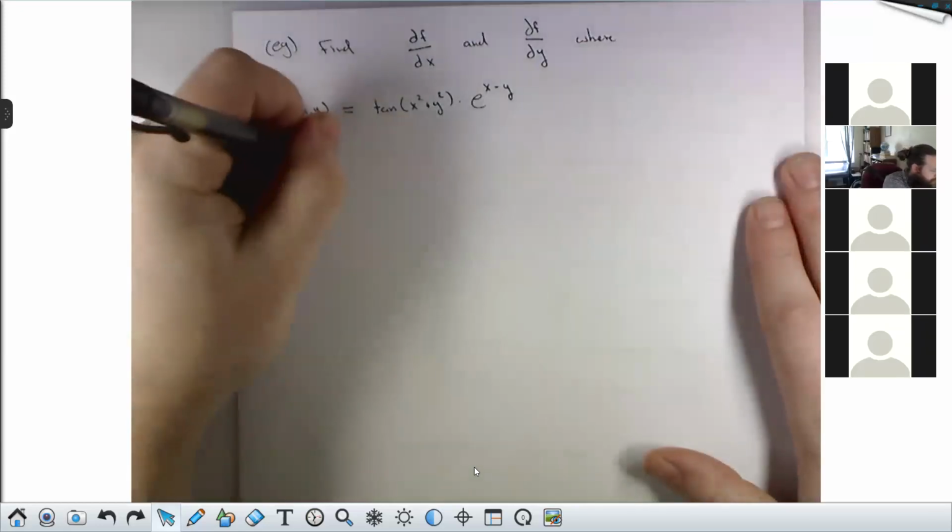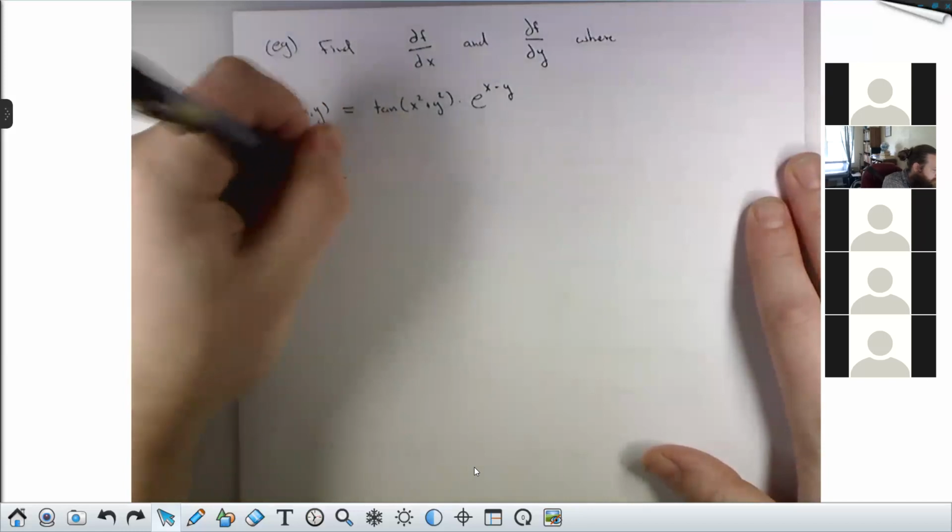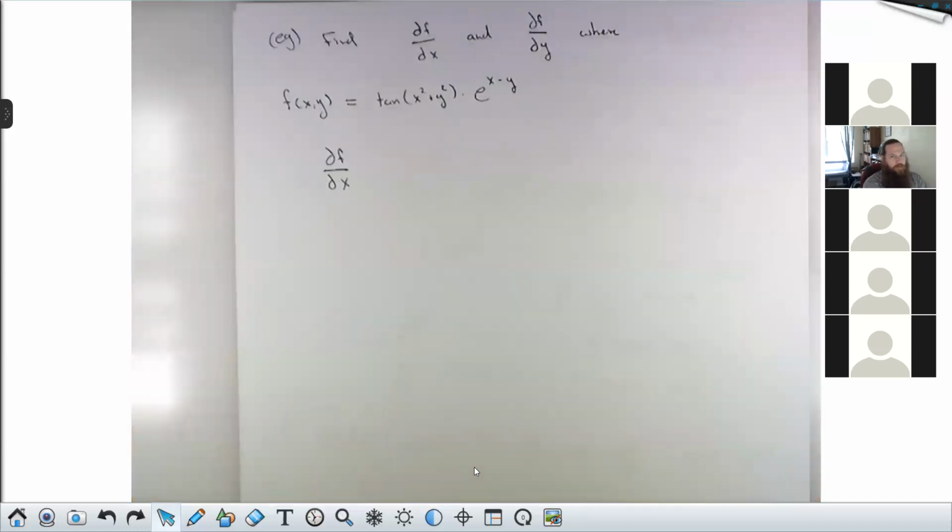Okay. I want to calculate df dx, the partial derivative of this function with respect to the variable x. I'm just going to treat y as a constant. I'm going to pretend like y is just a number and differentiate through this thing using the same techniques I would in Calc 1. I'm going to need some chain rule when I go to differentiate each of these pieces on their own. And I'm going to need the product rule because this function overall, the outwardmost thing going on here, is this product.